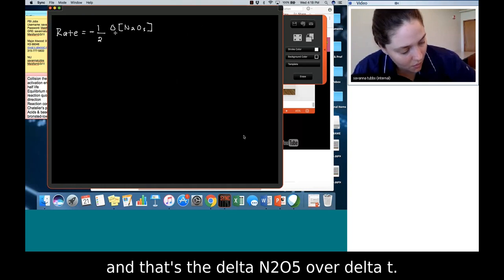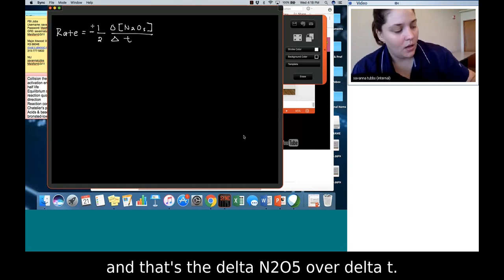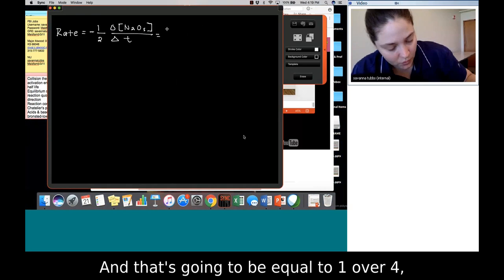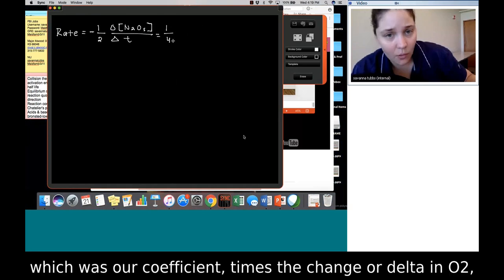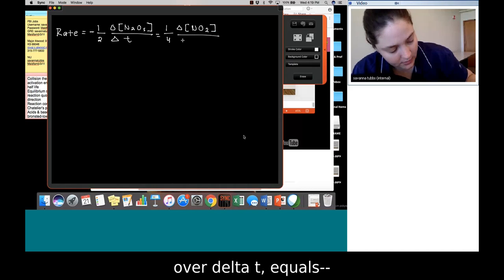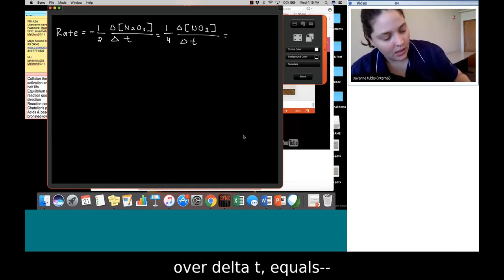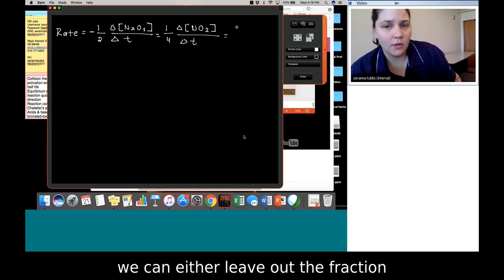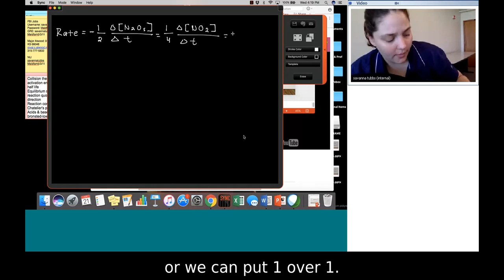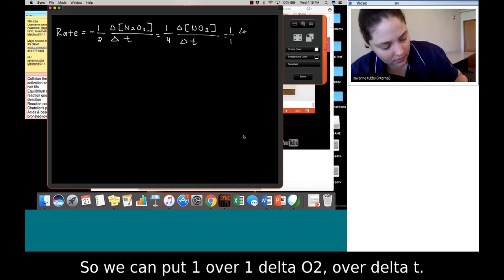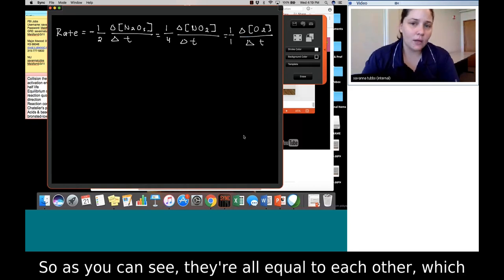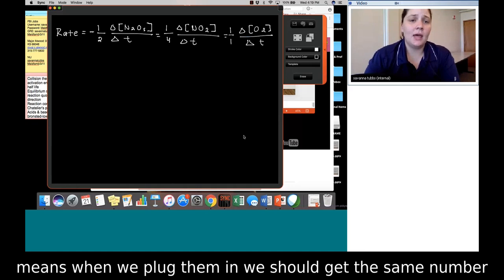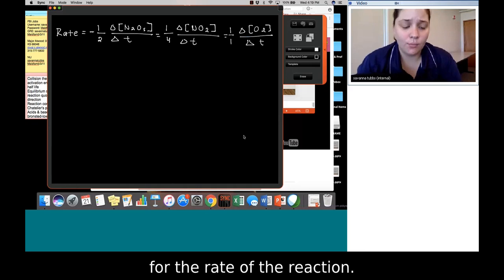N2O5 over delta T, and that's going to be equal to 1 over 4, which was our coefficient, times the change, or delta NO2, over delta T equals, and for our O2, since it has a coefficient of 1, we can either leave out the fraction or we can put 1 over 1. So we can put 1 over 1 delta O2 over delta T. So as you can see, they're all equal to each other, which means when we plug them in, we should get the same number for the rate of the reaction.